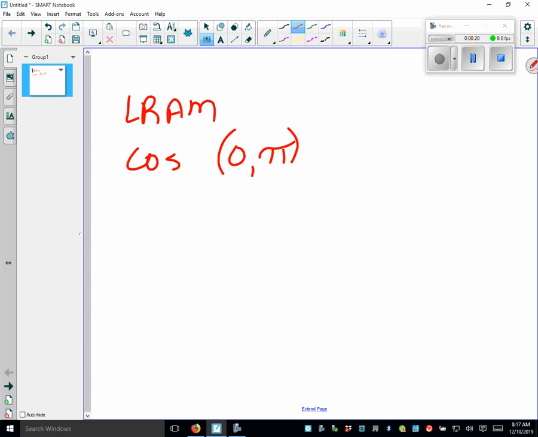I want to find the area under the cosine curve from 0 to pi. What is the approximation? I'm going to change that. Instead of doing 0 to pi, I'm going to do negative pi over 2 to positive pi over 2. So it's all positive, okay? Do you know the cosine graph?